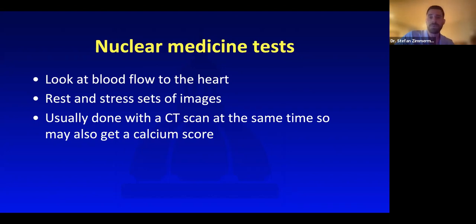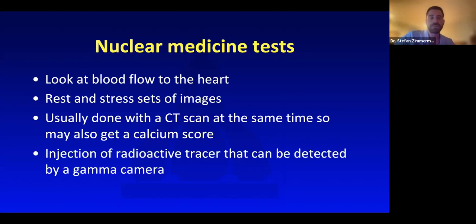And so the benefit of that is a lot of times you can also get a calcium score at the same time, which we're going to talk about in a second. So again, the commonality here for the nuclear medicine test is that you're going to inject this radioactive dye, basically, that can be detected by specialized cameras. And that radioactive dye is going to go to your heart specifically, and you can look at that activity in your heart to tell whether the blood flow is normal.